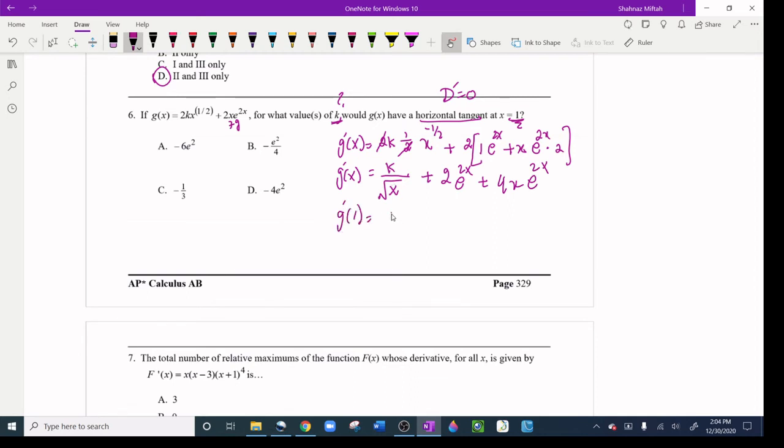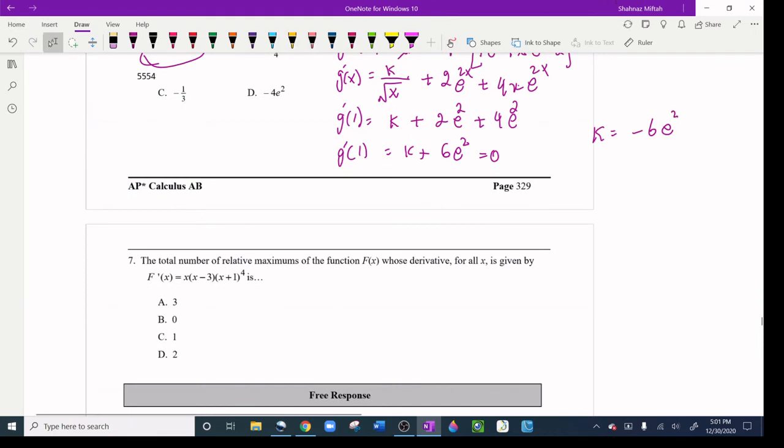So if I plug in 1, that's k. If I plug in 1 here, that's 2. If I plug in 1 here, that's e squared. Now these are like terms, so 4, 5, 6. This is 6e squared plus k equals g prime of 1. Since they said horizontal tangent, I'm going to make this equal 0. If I make this equal 0, I'm getting negative 6e squared for the k, and this is A.